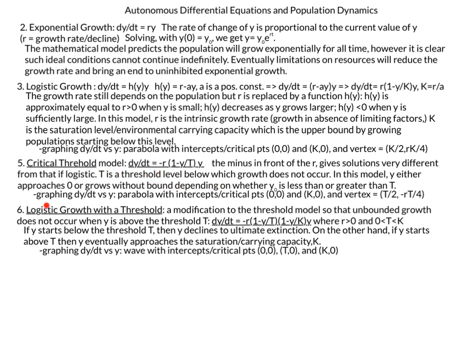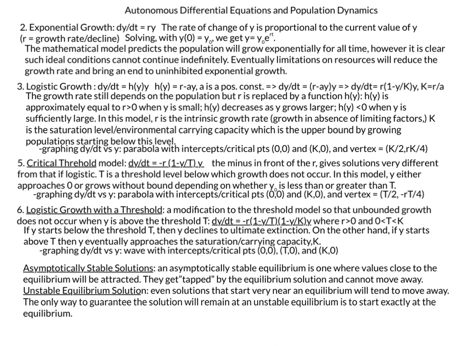And then last, we have the logistic growth with the threshold. This is very similar to the threshold model, but now we cannot grow necessarily without bound. So if y starts below the threshold, then y declines to extinction. On the other hand, if y starts above the threshold, then y eventually approaches a saturation level, also an environmental carrying capacity, K.